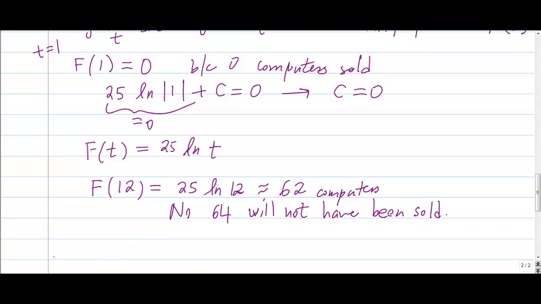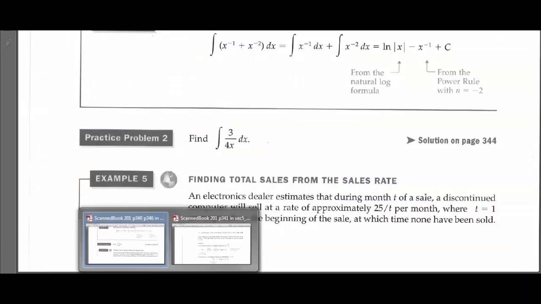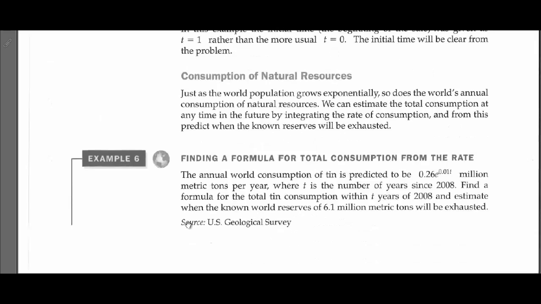Let's look at another example. This is on page 346 in your book. Example 6. This is finding a formula for the total consumption again. Now the annual world consumption of tin is predicted to be 0.26 e to the 0.01 t million metric tons per year, where t is the number of years since 2008. Find a formula for the total tin consumption. Estimate when the known world resources of 6.1 million metric tons will be exhausted.